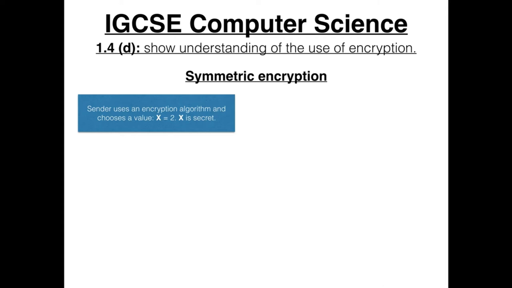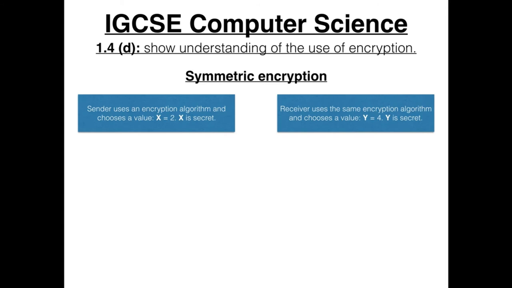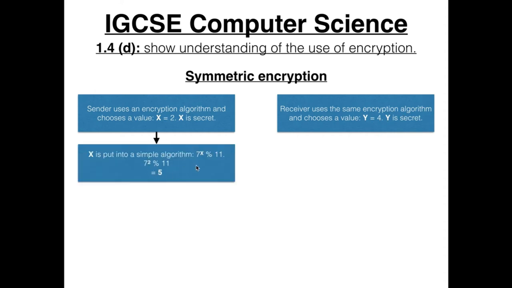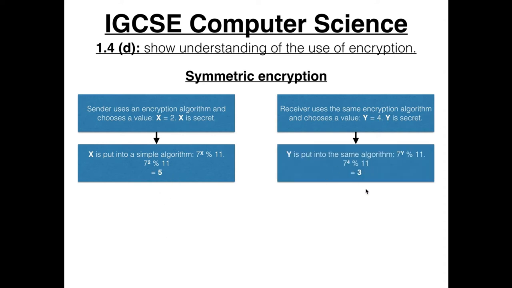The sender uses an encryption algorithm and chooses a value, x equals 2, and x is secret. The receiver uses the same encryption algorithm and chooses a value, y equals 4. y is secret. So x is secret to the sender, y is secret to the receiver. x is put into a simple algorithm, 7 to the power of x mod 11. So 7 squared mod 11, which gives 5. And y is put into the same algorithm, 7 to the power of 4 mod 11, which gives 3.